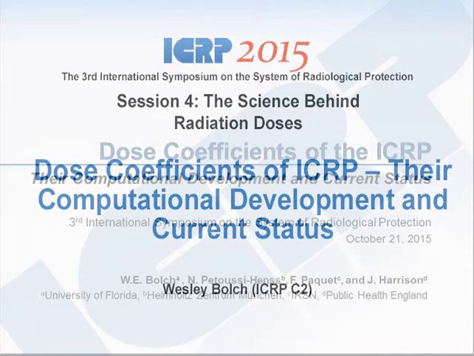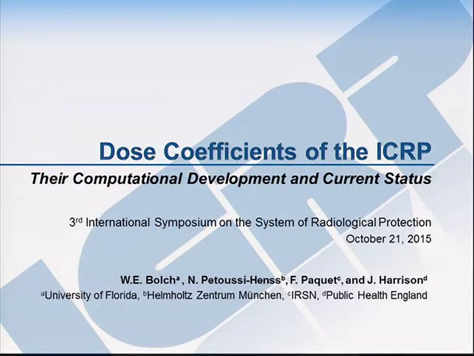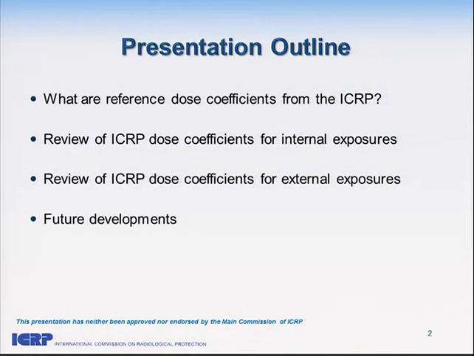So today we will talk about dose coefficients, and what we'll do is define what we mean by a reference dose coefficient from the ICRP. We'll focus on dose coefficients for internal exposures from inhalation and ingestion, and then briefly talk about external exposures and some of the recent task group work done within Committee 2 task groups and a newly formed one that focuses on environmental exposures. And then I'll just briefly talk about some future developments.